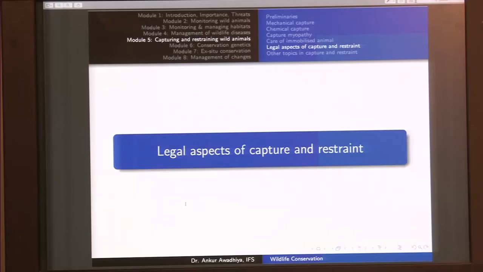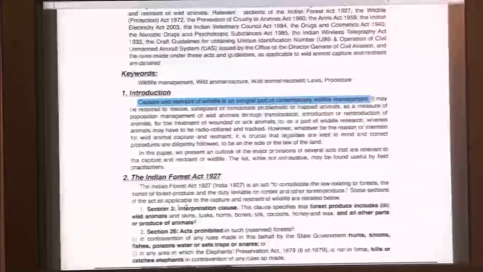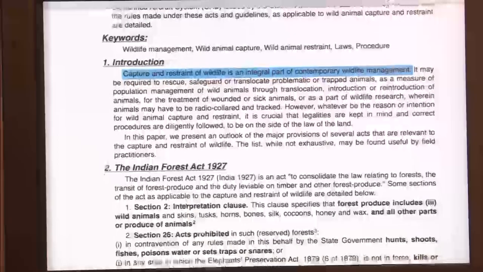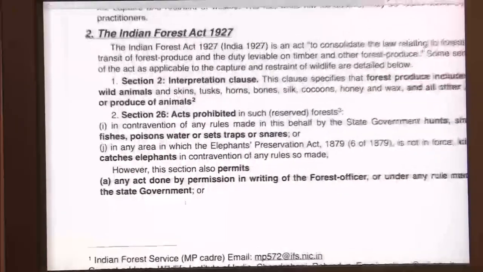Namaste. In today's lecture, let us have a look at the legal aspects of capture and restraint. So, in this lecture, we will have a look at different laws of the country and how they relate to the capture and restraint of wild animals. We have seen that capture and restraint of wildlife is an integral part of contemporary wildlife management. So, what are the acts that govern this capture of wildlife?